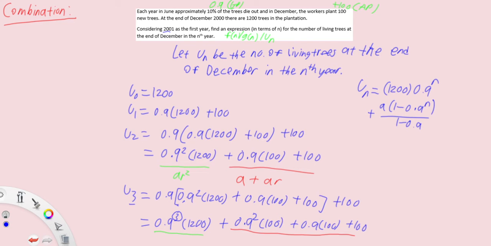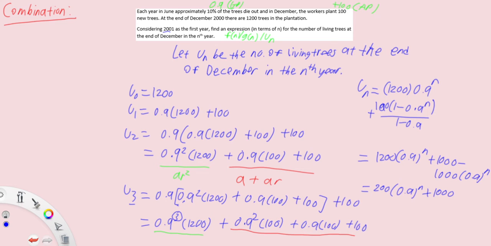All right, so we have A as 100, so you can put in 100 here. Simply put, we have 1200 times 0.9 power n plus 1000 minus 1000 times 0.9 power n. Therefore, we simplify to get 200 times 0.9 power n plus 1000. All right, and this is our expression for the number of living trees at the end of December in the nth year. So there we have it, the combination of an AP and a GP.